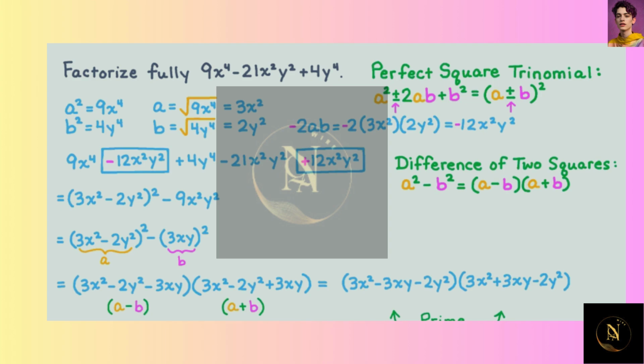Finally, we need to check whether the resulting polynomials within each set of parentheses can be factored. In this case, both polynomials are prime. So we have that 3x squared minus 3xy minus 2y squared times 3x squared plus 3xy minus 2y squared represents the full factorization of 9x to the fourth power minus 21x squared y squared plus 4y to the fourth power.